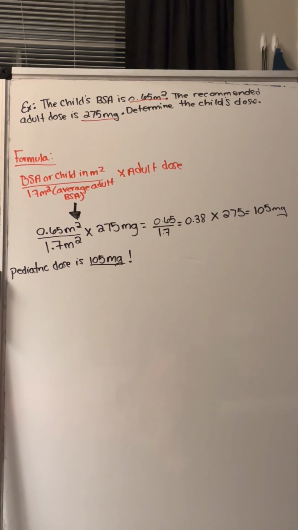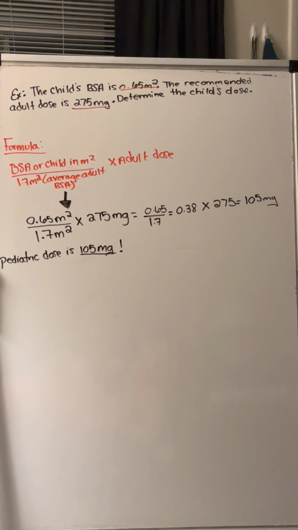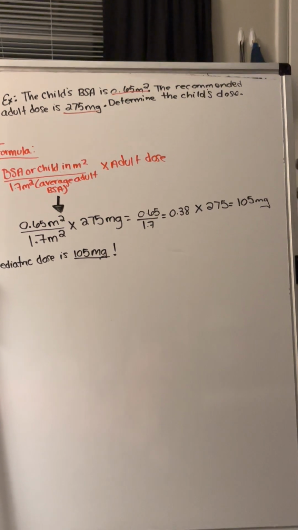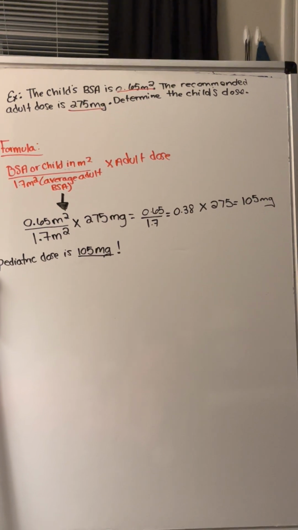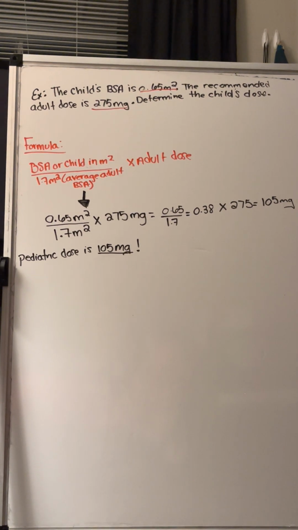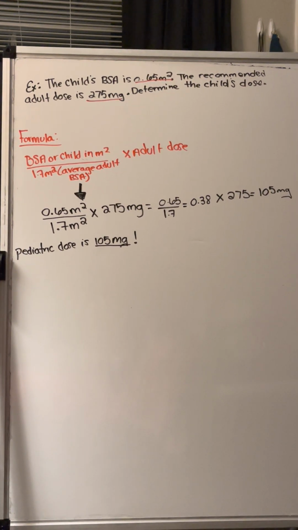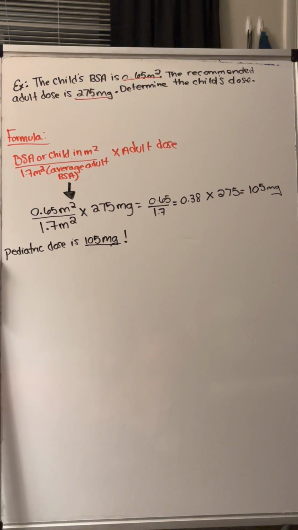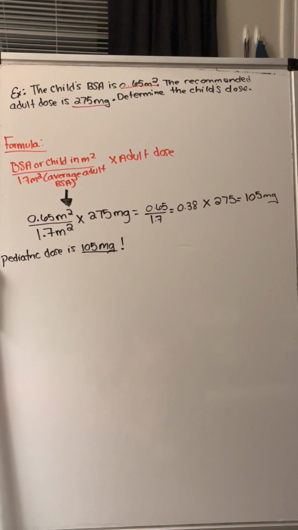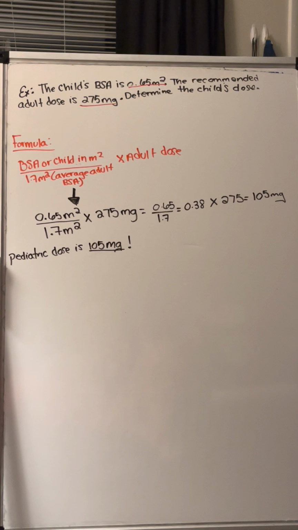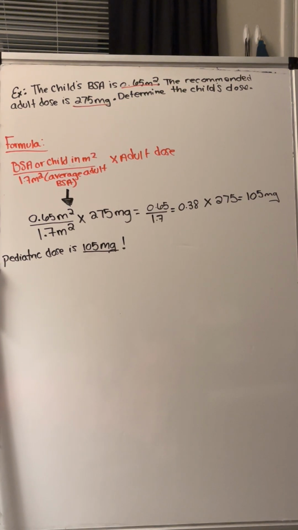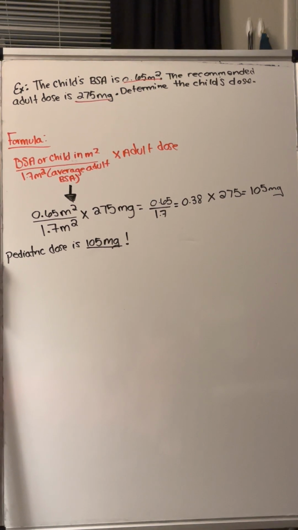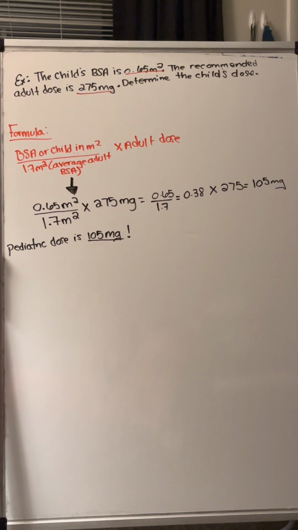So the example I have is the child's BSA is 0.65 M2. The recommended adult dose is 275 milligrams. Determine the child's dose. So you want to plug everything into the formula. And the formula again is BSA, or child M2, over 1.7 M2, which is your average adult BSA, times the adult dose. So we're plugging everything in from the question into our formula. 0.65 M2 is the child's, 1.7 is the average adult, and then 275 milligrams is the adult dose.